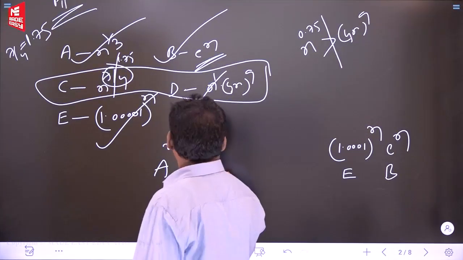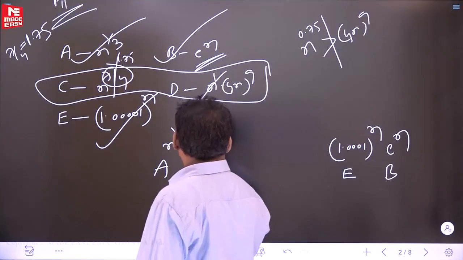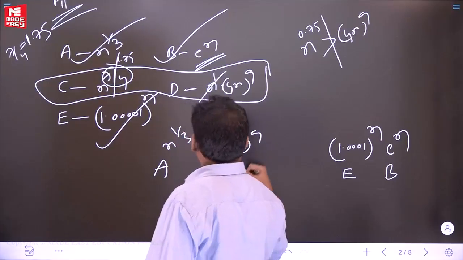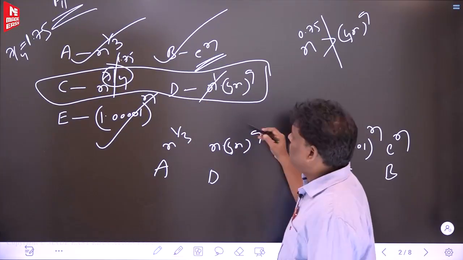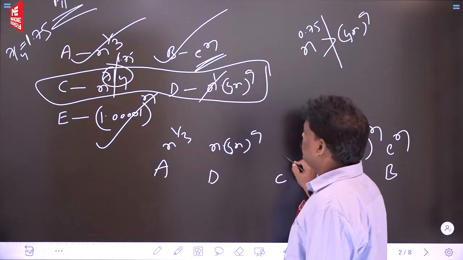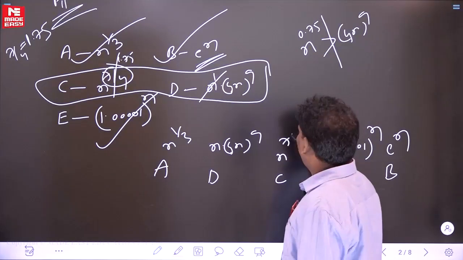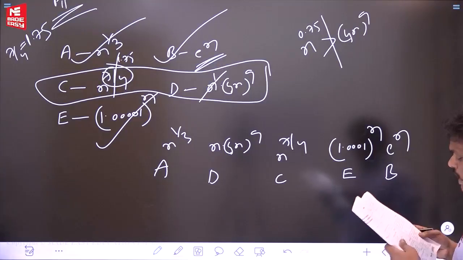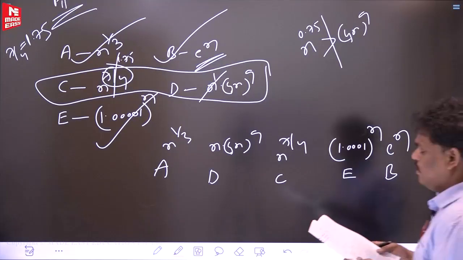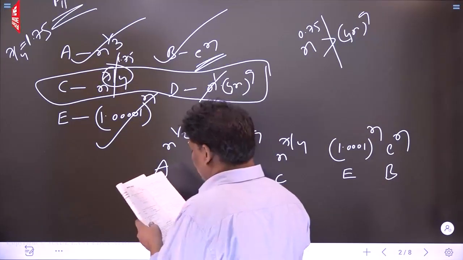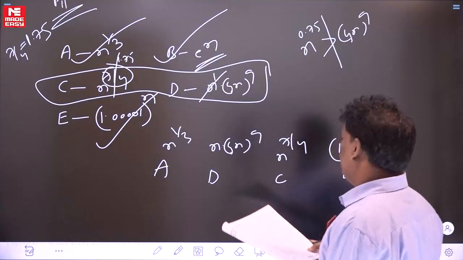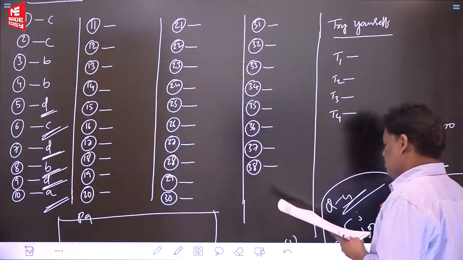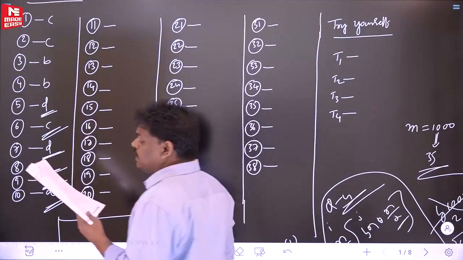After A, what is the next one? D, which will go to n into log n whole power 9. Next one, I think C. What is that one? N power 7 by 4. So the answers are going to be A, D, C, E, B. Question number 11, what is the answer? A, D, C, E, B. This is a very small problem. Everyone can handle it. So the answer for 11 is going to be A.